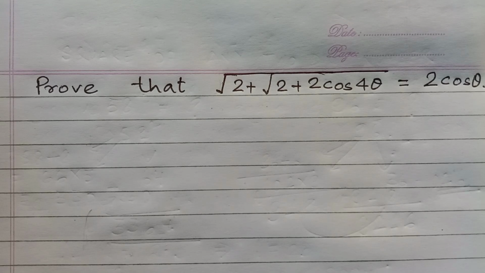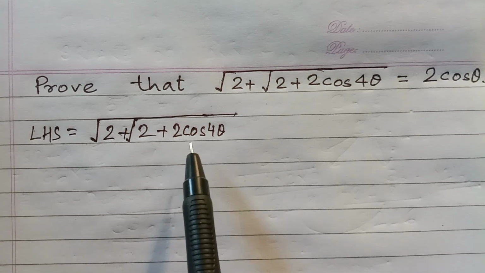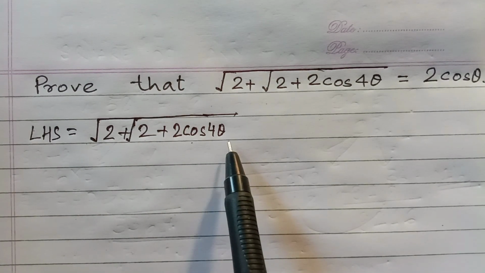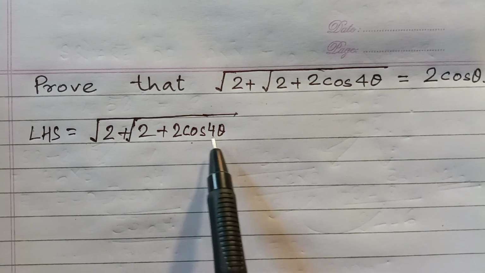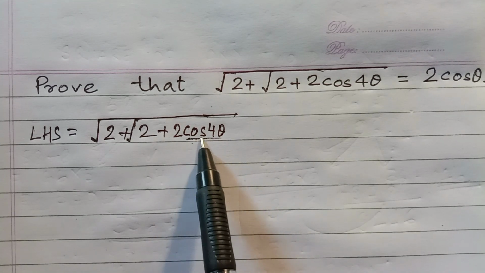In this video, we have to prove that root under 2 plus 2 cos 4 theta is equal to 2 cos theta. Let's take the LHS. Now, we know that cos 2 theta is equal to 2 cos square theta minus 1. So this thing we are going to write in the form of cos 2 theta.